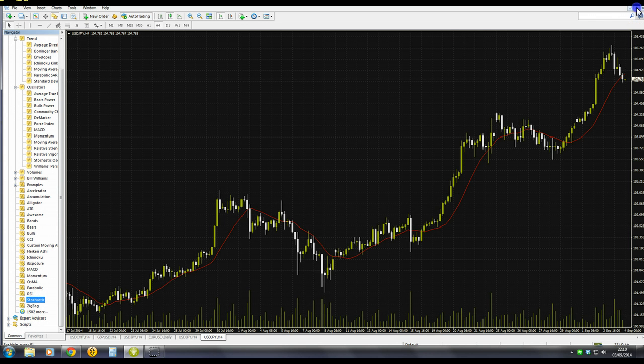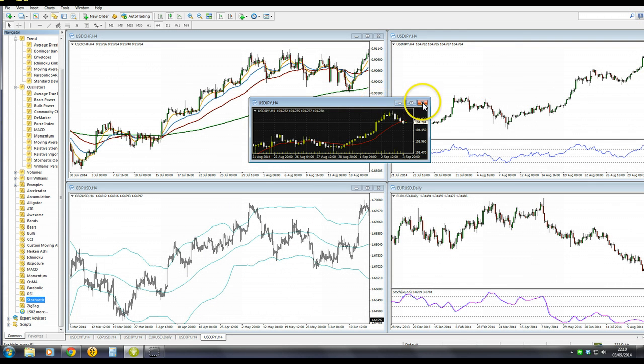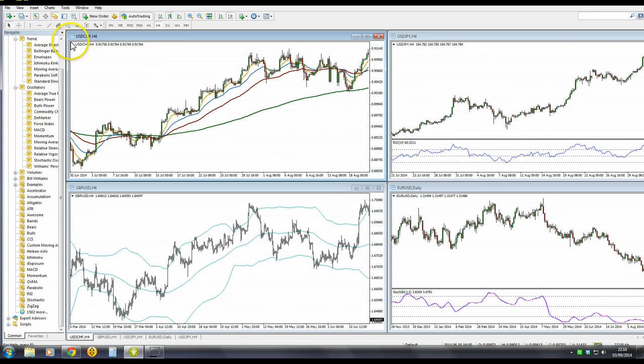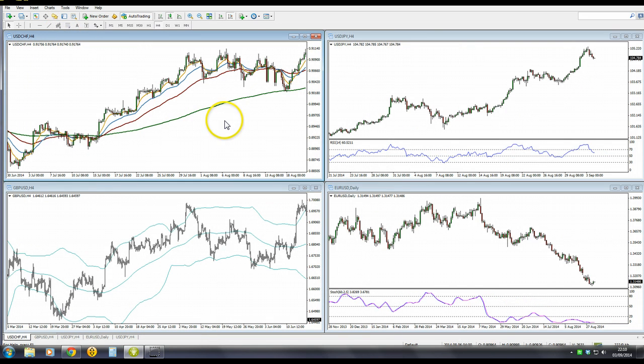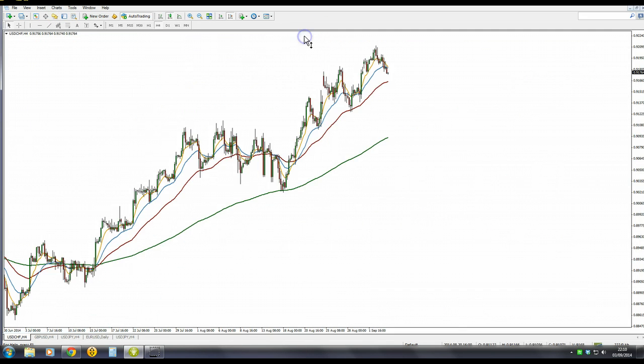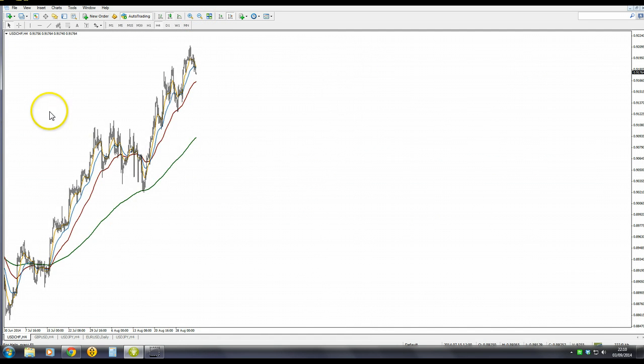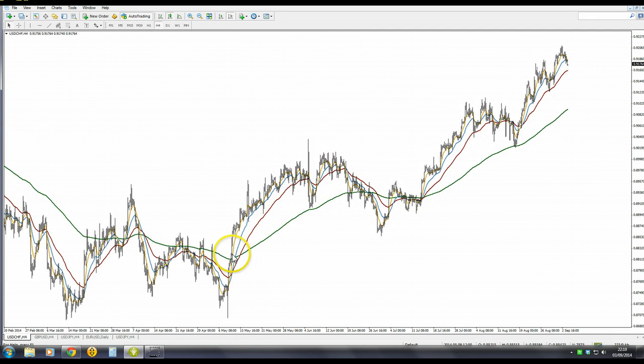We'll go to the other charts just now and have a chat about these. So what are the most popular ones? Well, I would say the most popular in all trading is moving averages. It's a very clear indication on the current trend and momentum of the market. We can clearly see that this is definitely an uptrend.